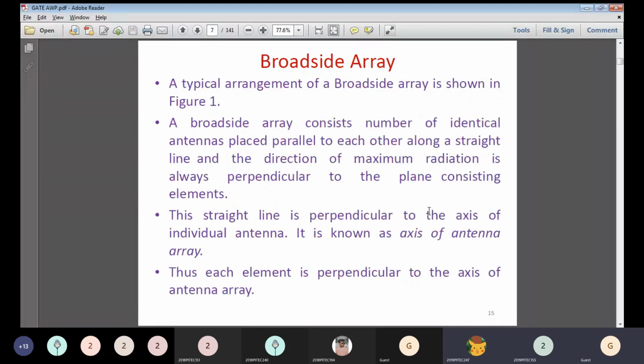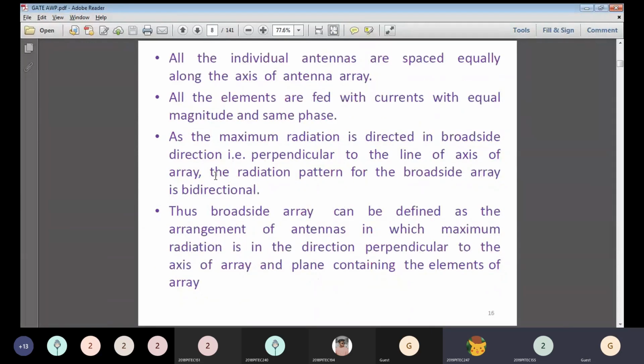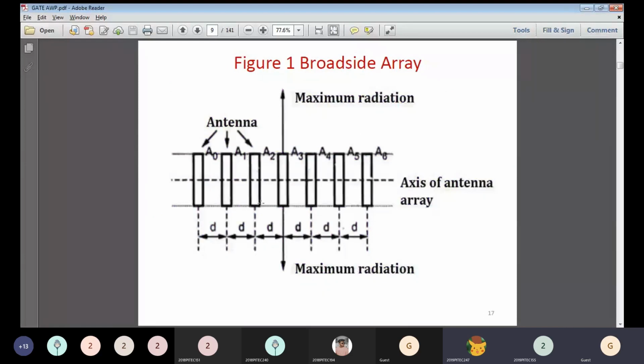Now coming to the point of broadside array, a number of identical parallel antennas set up along a line is going to be called a broadside array. It's going to be viewed in the form of figure 1. This figure will tell you what is broadside array. The center one is going to be called the antenna axis of the antenna array. Individually we feed the different antennas, which are all going to be called antennas, having the distance of D. A0 to A6, 7 antennas, and D is the distance between two antennas. So here we have the maximum radiation.